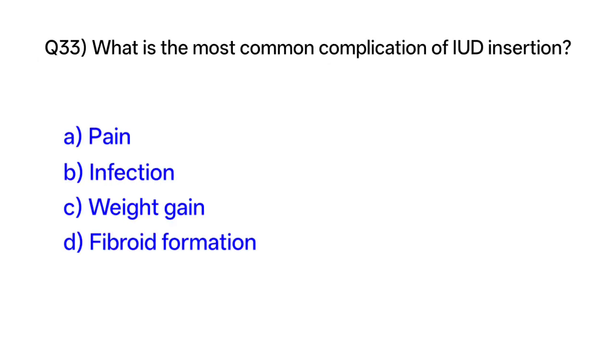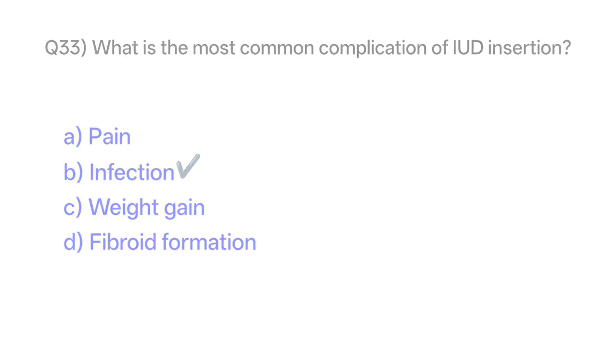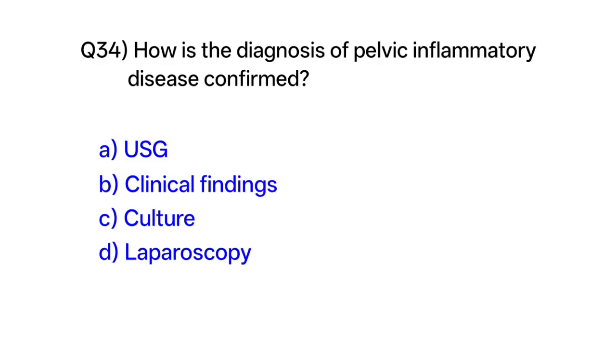Question number 33. What is the most common complication of intrauterine device insertion? The correct option is B. Infection. Question number 34. How is the diagnosis of pelvic inflammatory disease confirmed? The correct option is D. Laparoscopy.